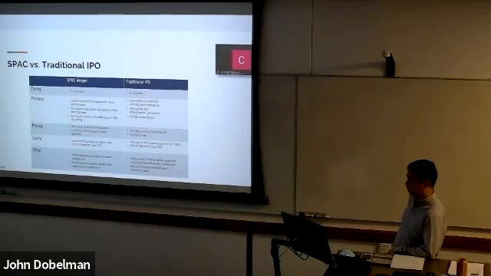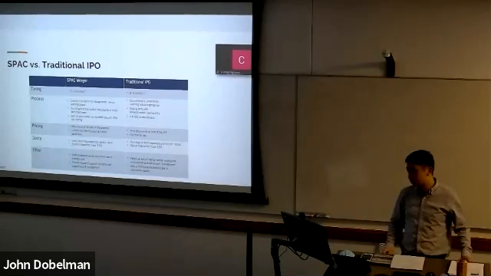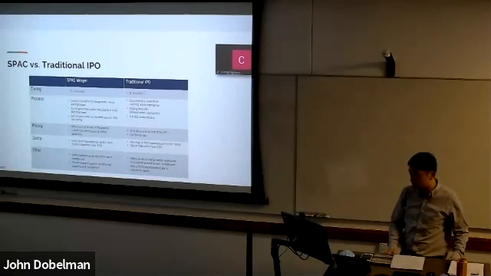But also, typically they pay a higher fee to the underwriter. For the SPAC, they pay less. They typically pay around 3% upfront at the SPAC IPO. Then they pay the rest at the de-SPAC, when the de-SPAC process goes through. So they don't need to pay a big chunk of money upfront. So here is just some comparison. You can read the details, but those are the major differences.